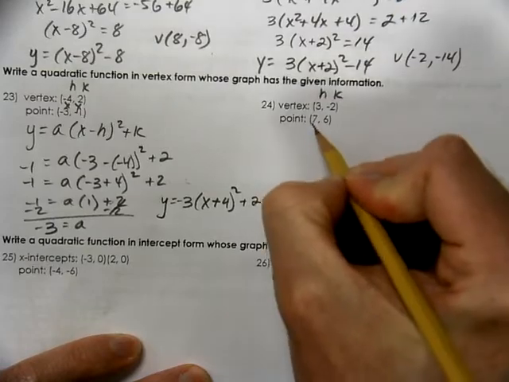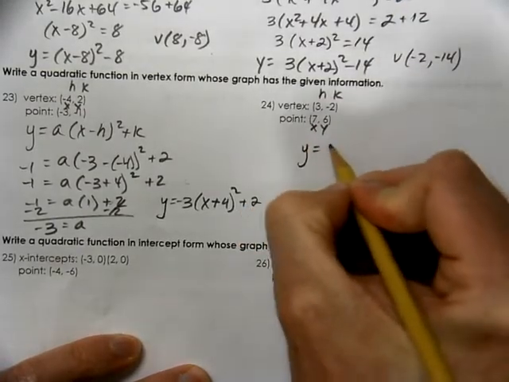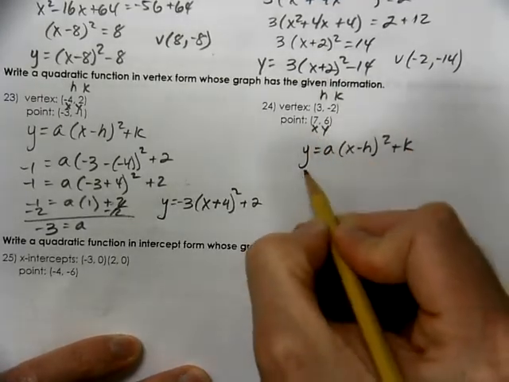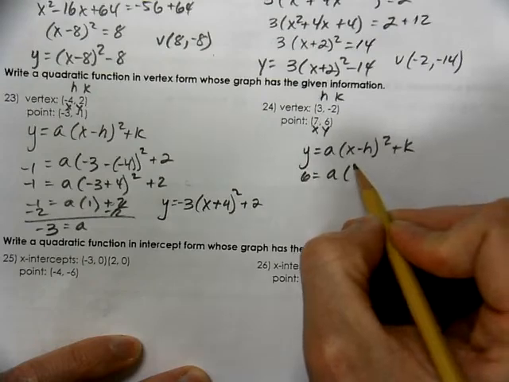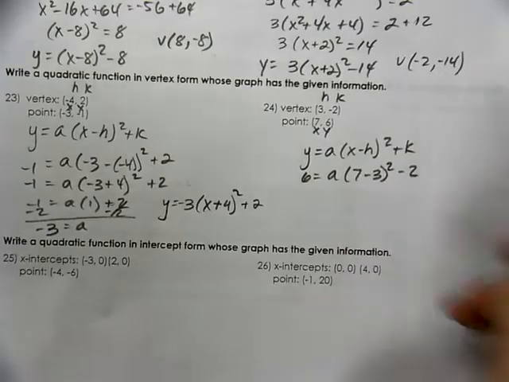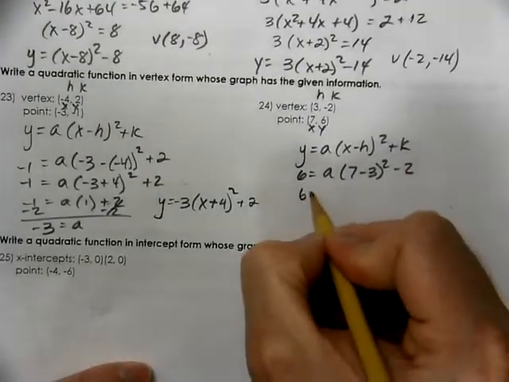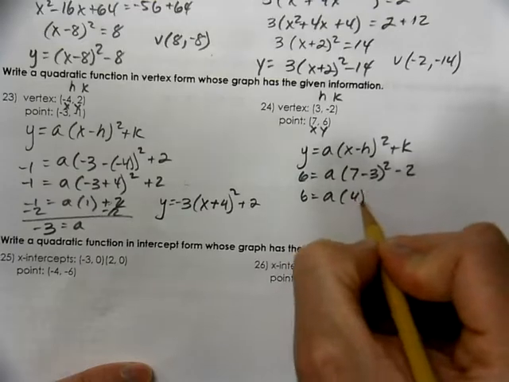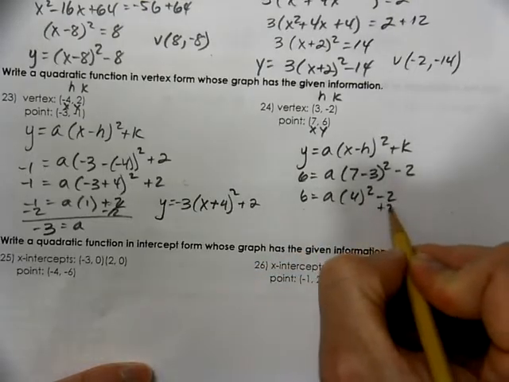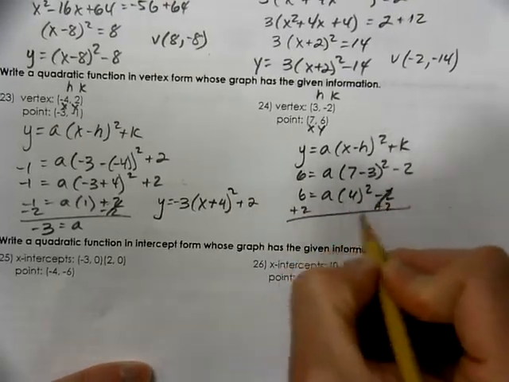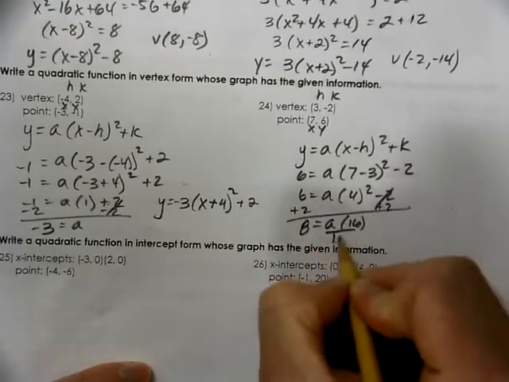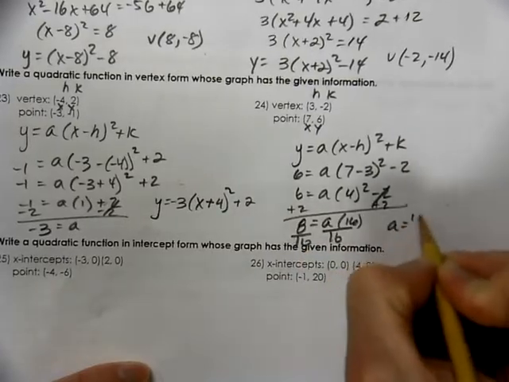Again, our h and k, x and y. Our y value is 6. X value is 7. Seven minus 3 is 4. We're going to square that. Add the 2 to the other side. Square your 4 to get 16. Divided by your 16, and a equals 1/2.